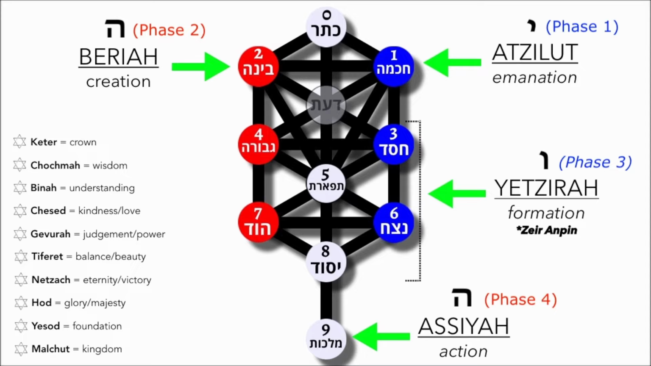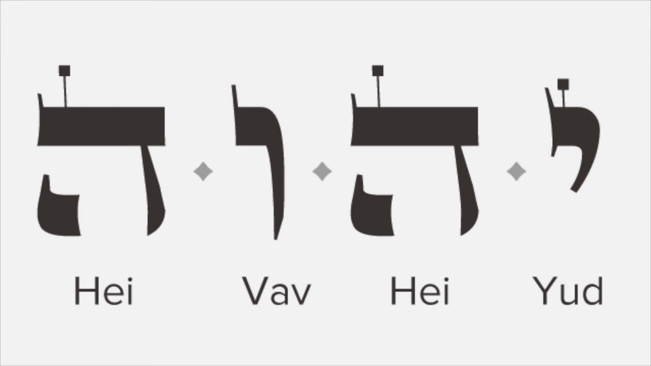As you can see at the top, we're missing Keter, the first Sfirah, the crown, the highest point in the Tree of Life diagram. Why is this not being represented by the Yud, Hey, Vav, Hey? What's going on? So if we analyze the Yud really closely, we'll notice that at the top of this letter exists a crown.